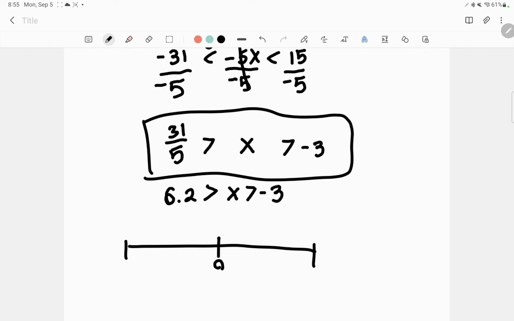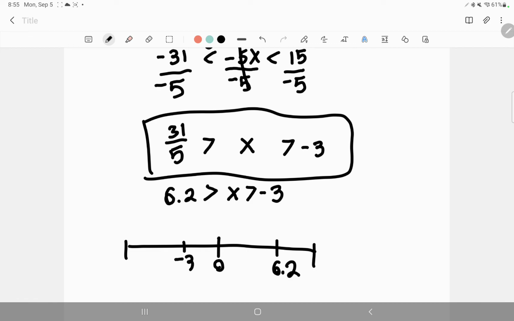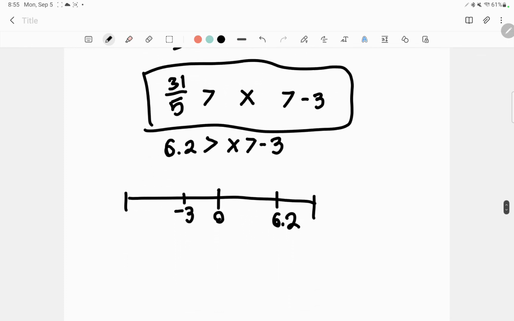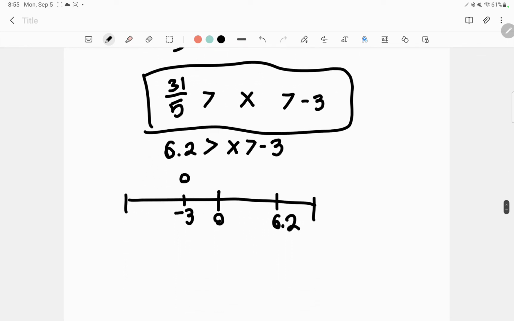So I'm going to put 0. I know I'm going to have 6.2, and I'm going to have right here negative 3. Now, like I said before, did I forget any? No, yes. You're going to put open circles because of the inequality, and I have the line below it, and both of my lines are going to be touching. And that's it. That's my answer. Okay, that's the answer for that one.